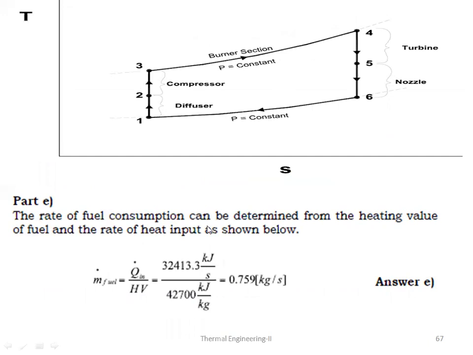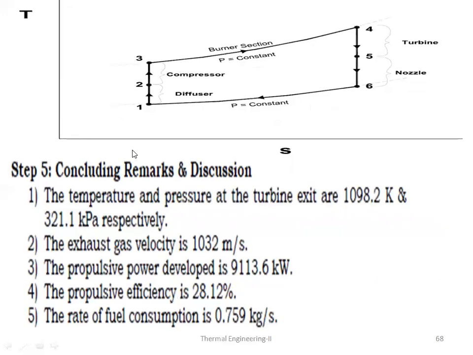The last one is to calculate the rate of fuel consumption. It can be determined from the heating value of the fuel and the rate of heat input as shown above. So Q dot is equal to mass of fuel into the higher calorific value. So mass of fuel is Q dot divided by the higher calorific value, which is given in the problem as 42700. This ratio gives the amount of fuel consumed in the cycle, equal to 0.759 kg per second. So here let us conclude the session.